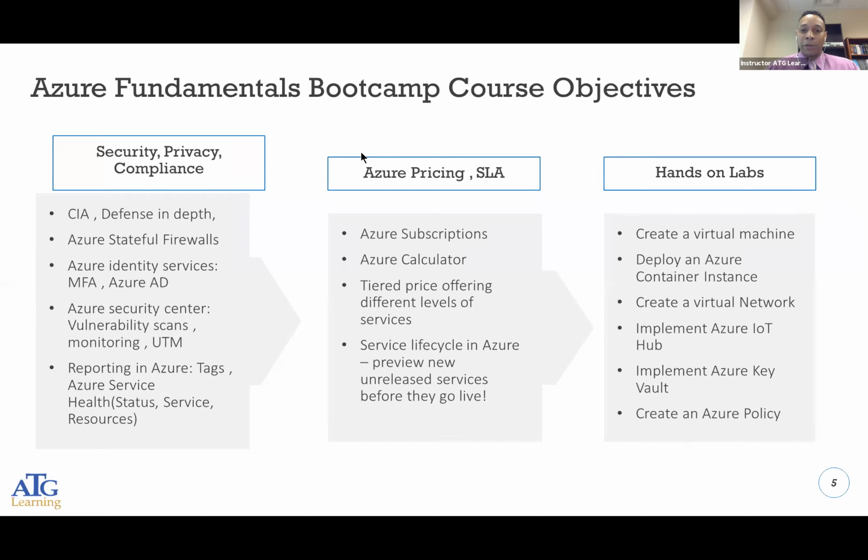Well, Azure has several subscriptions. We're going to look at these different tiered model approaches that they offer. Depending on what your organization needs, they have a different tier depending on however big your organization is. And they have an awesome website.